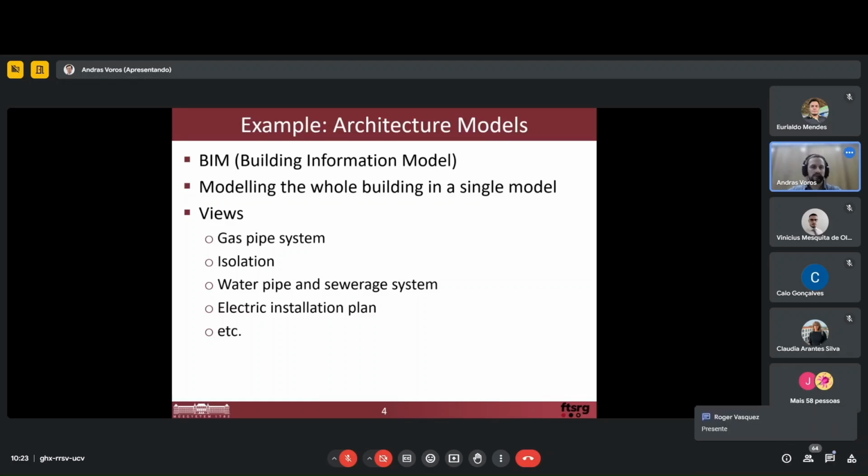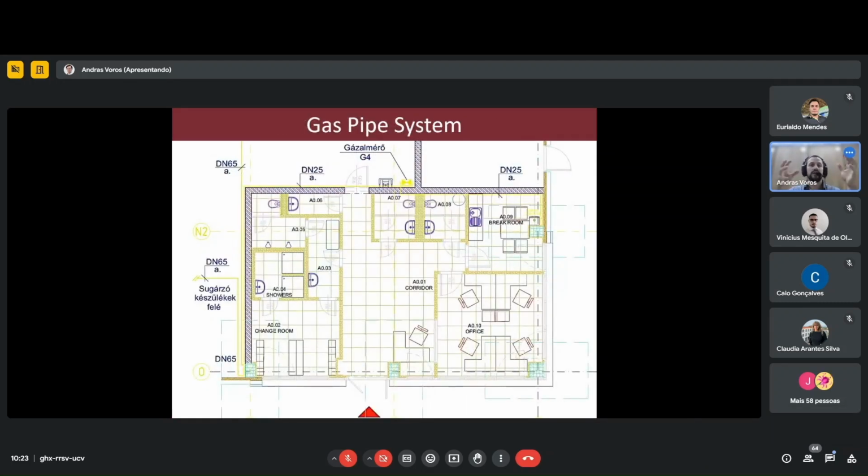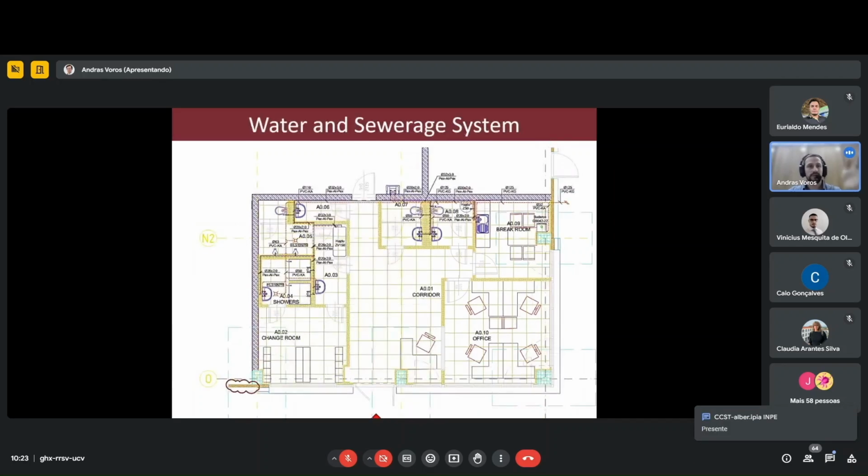So if you consider the example of a production office in a production hall, you can create a view of the gas pipe system. Actually, I don't understand this figure because I'm not an architecture engineer, but one can create a view of the gas pipe system. One can create a different view for the isolation or for the water and sewerage system. And they are all important views for different kinds of engineers from the same building.